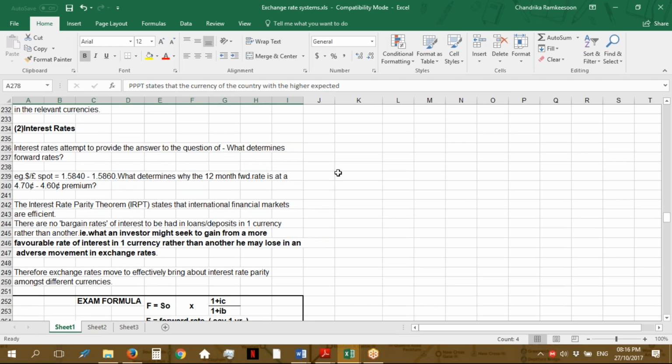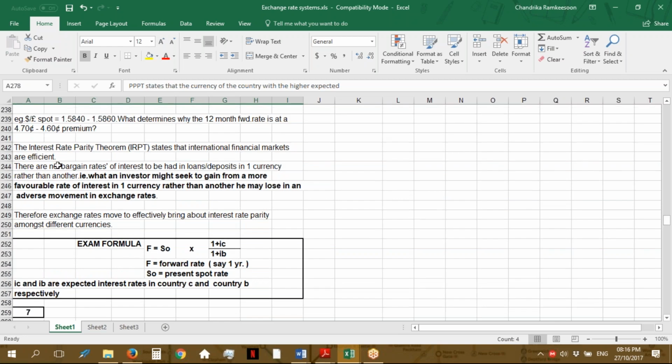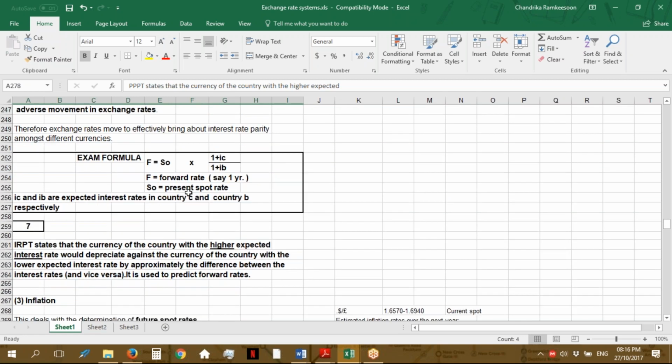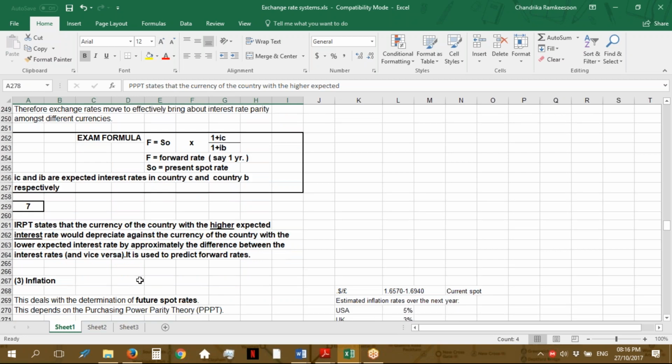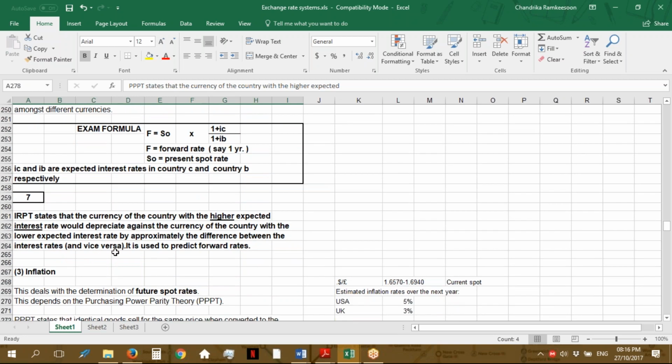So watch this. The third part of my question, therefore, which I have as number 2. What determines forward rates? The interest rate parity theorem, IRPT, states that international financial markets are efficient. There are no bargain rates of interest to be held, and so on and so forth. All right, that's all fine. But take a look at this, just as how I had it in bold, and then we go back to the formula, which is also given to you.